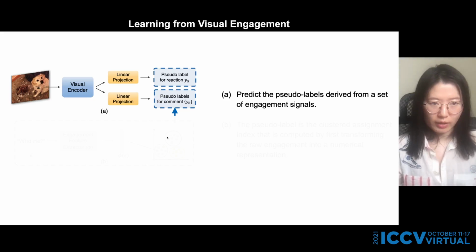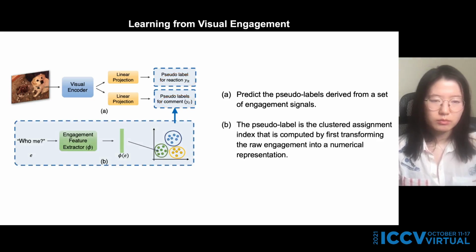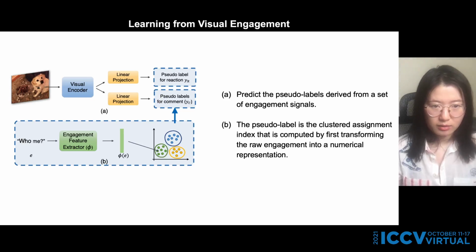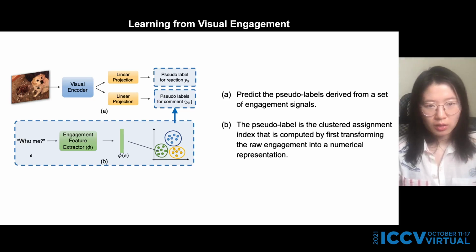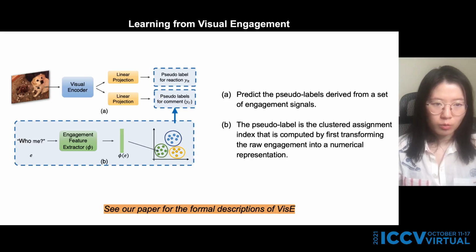We learn visual representations by predicting the pseudo-label derived from a set of engagement signals. In this paper, we consider two forms of human responses: comments and reactions. The pseudo-label is the clustered assignment index that is computed by first transforming the raw engagement into a numerical representation. See our paper for the formal description of VICE and other pre-training details.